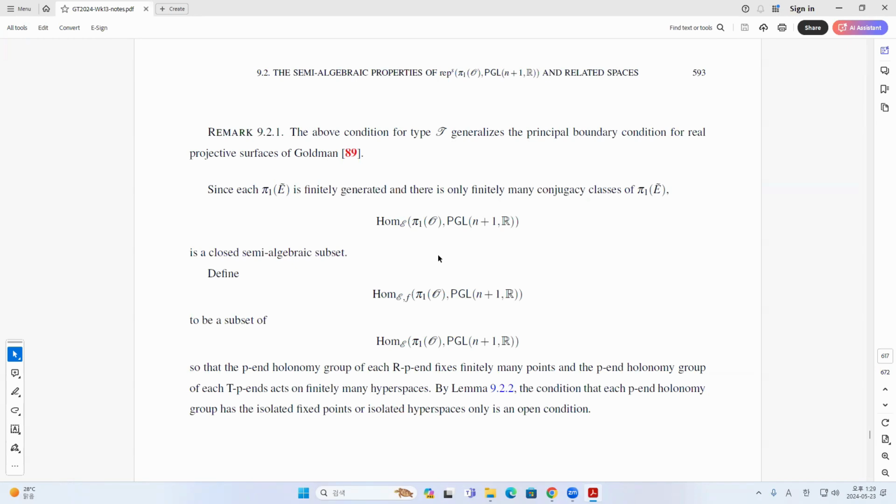Okay, so then anyway, this is a closed semi-algebraic set. And we can define this E F of pi 1 of PGL plus 1 so that this fixes only finitely many points. Okay, and so this condition is an open condition by lemma 9.22.